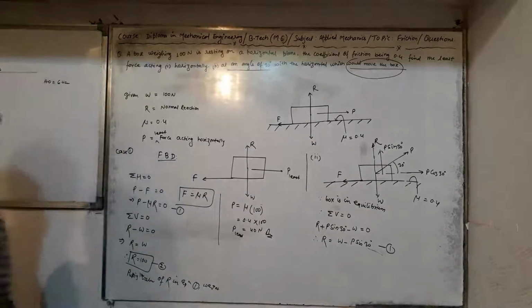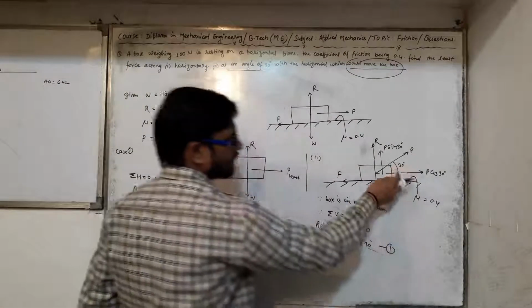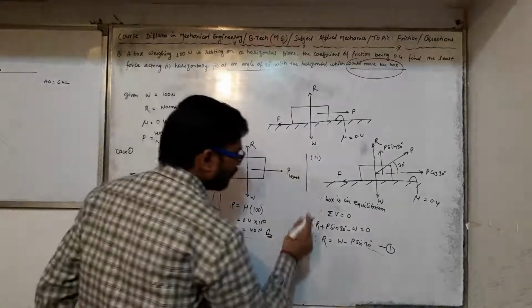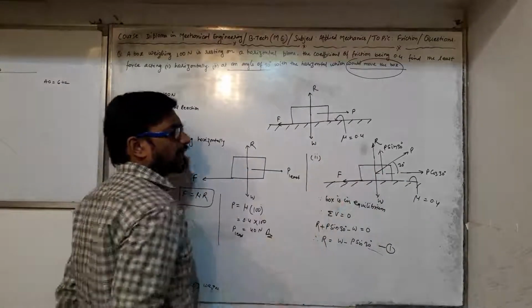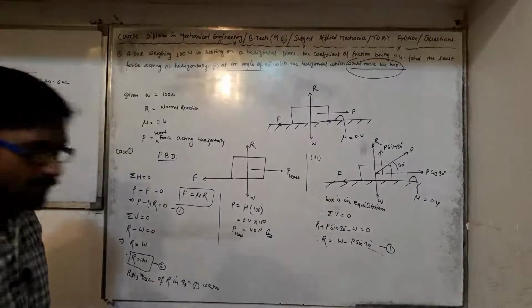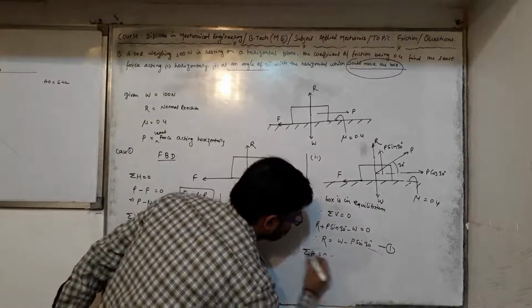Now our desire is to find the value of the least force P, which is acting at an angle of 30 degree with the horizontal. So once again the body, or the box, is in equilibrium, so the summation of all horizontal forces must also be equal to 0.